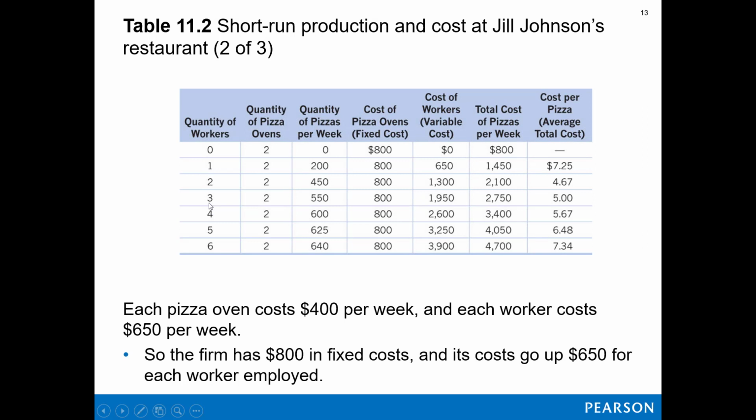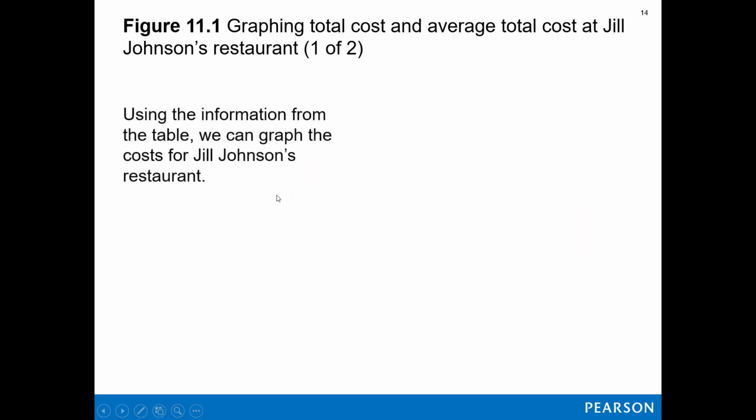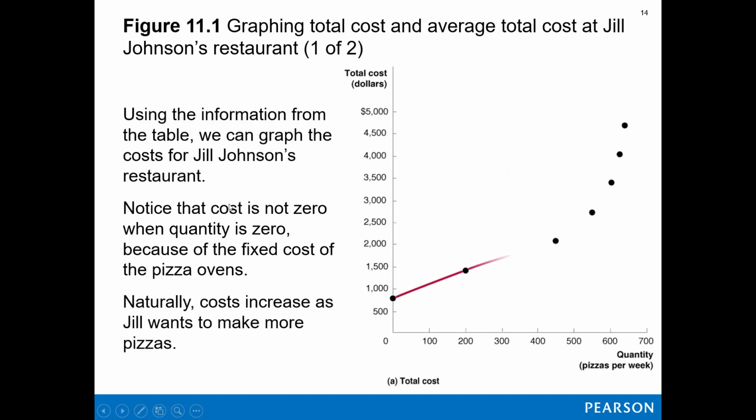Each pizza oven costs $400 each week to operate. So if she has $800 in fixed costs, it goes up $650 for each employed worker. Using the graph, you'll notice that there is not a 0 when quantity is 0. That's because of fixed cost. This is her total cost, fixed plus variable, right? It keeps increasing.